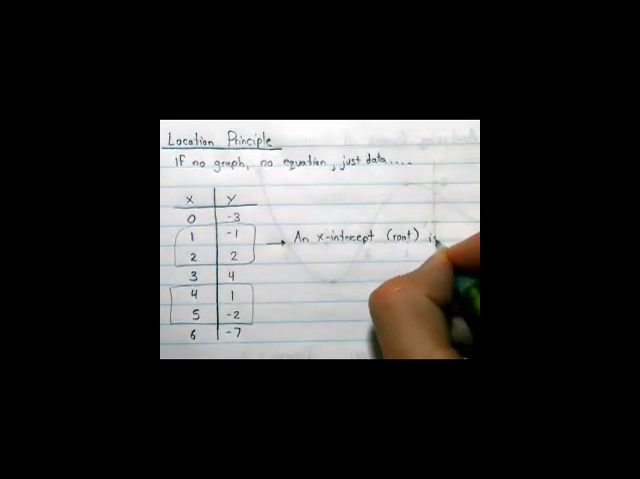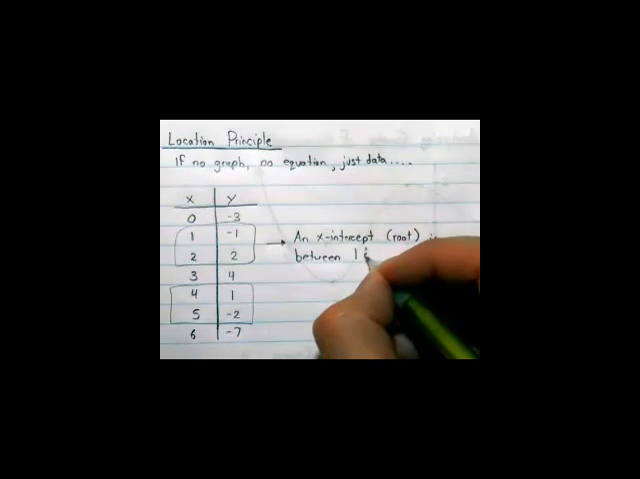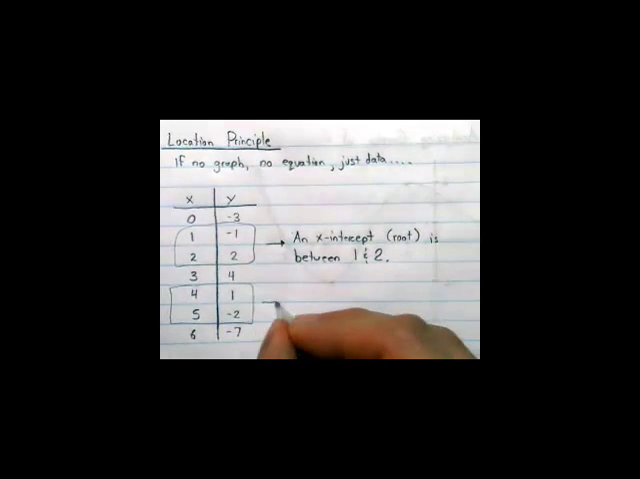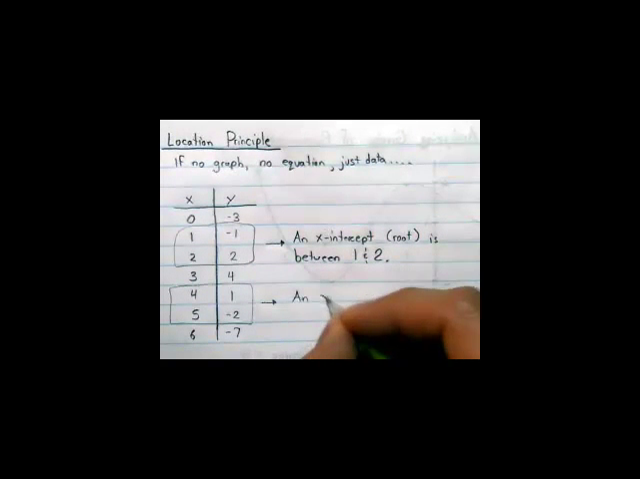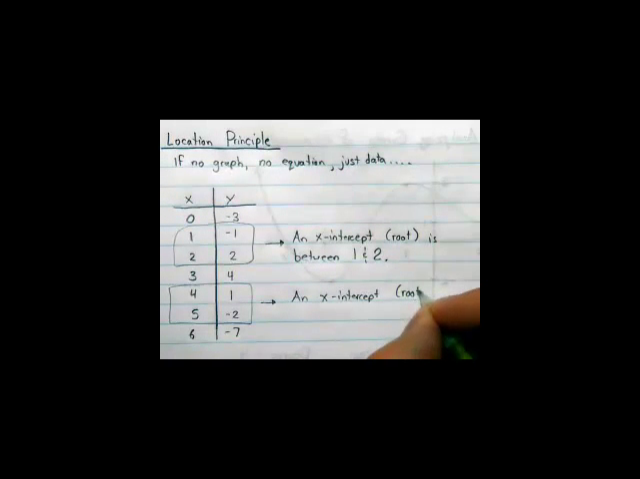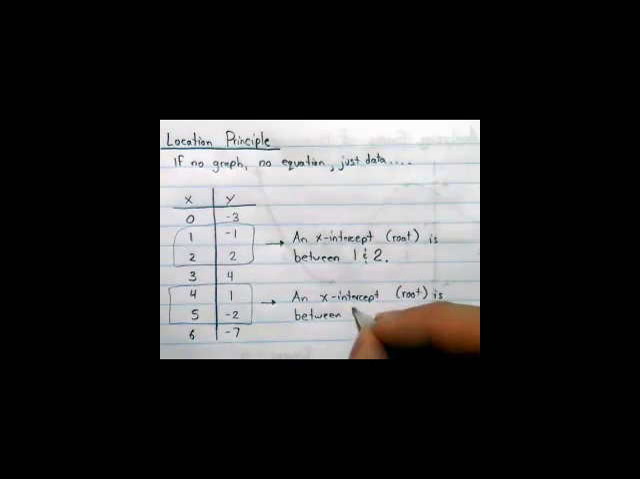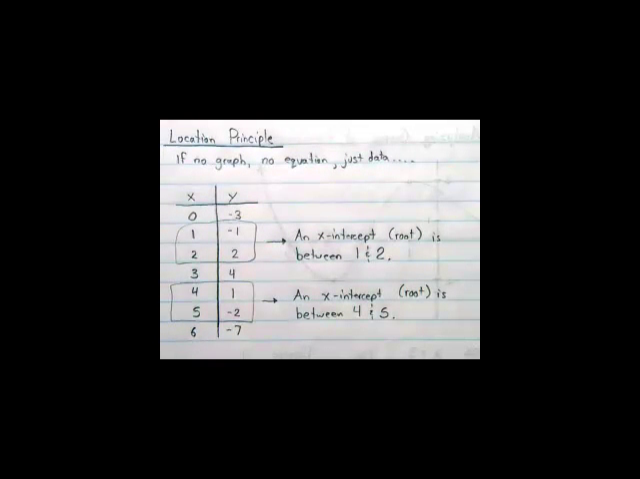So for now, the only thing that we know for sure is that an x-intercept or root is between 1 and 2, at least for that. And then also here, we know there's an x-intercept or root between 4 and 5. So 1 point something and 4 point something is going to have to produce a root for us here. That's all the location principle says.